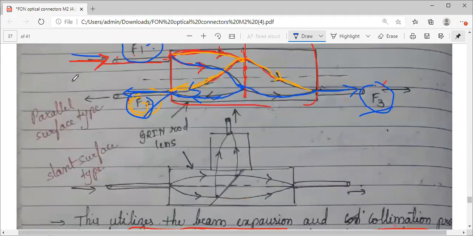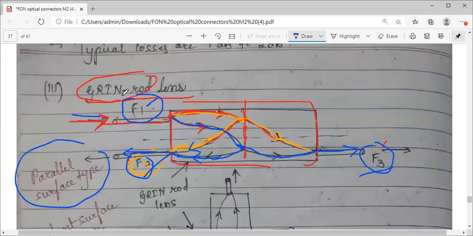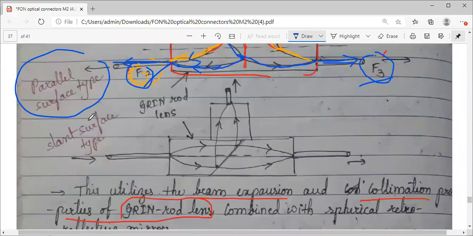You can see this, we call it a parallel surface type because of the arrangement. This is your parallel surface type. So all the axes are parallel to each other. Coming to the another type of this grid rod lens, the slant surface type. So let's see what this slant surface type is.